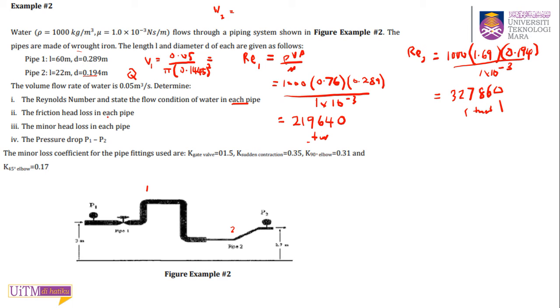Next is the friction head loss. They ask you to find the head loss in each pipe. Because the pipes are different and you have different diameters, you need to find them one by one. For the first pipe, the head loss, the friction, the major head loss. What is its equation?